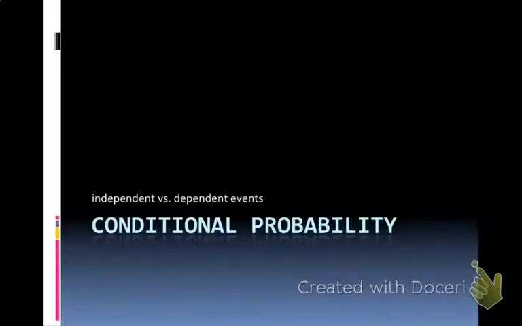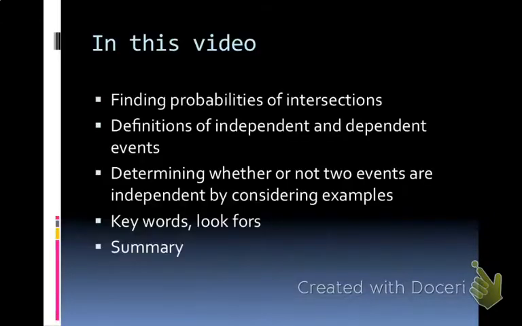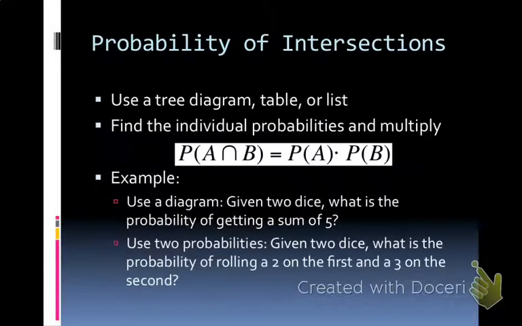We're going to continue talking about conditional probabilities, focusing mostly on independent and dependent events, but also talking about the probabilities of intersections. The probabilities of intersections can be found using tree diagrams, tables, and lists, but we can also use the multiplication rule, which says the probability of A and B is equal to the probability of A times the probability of B.